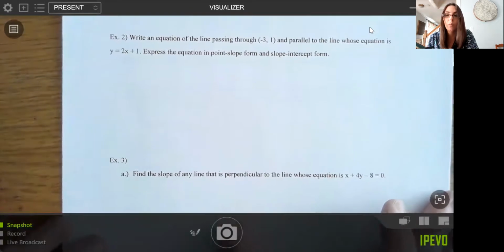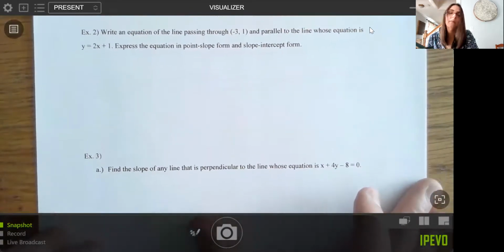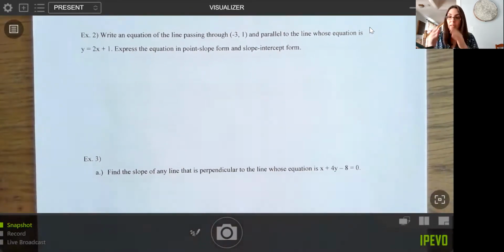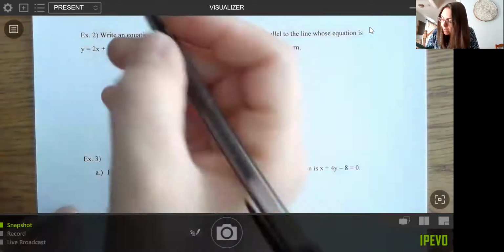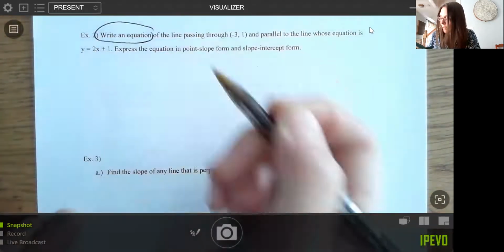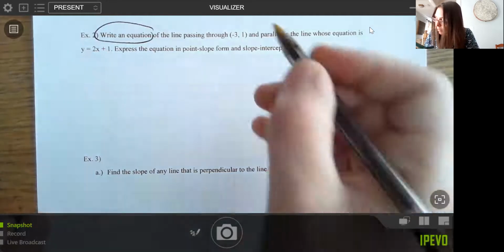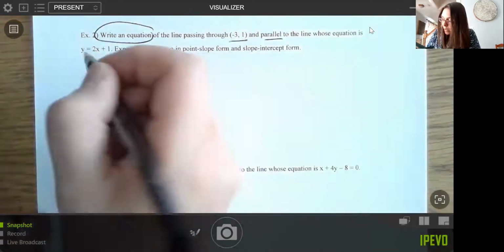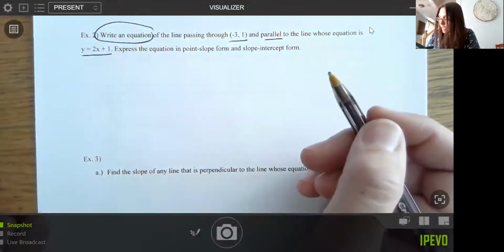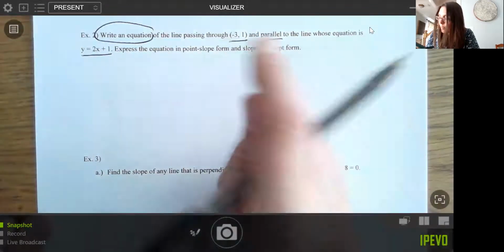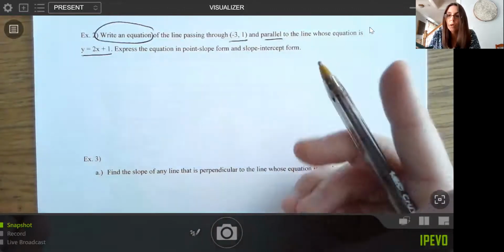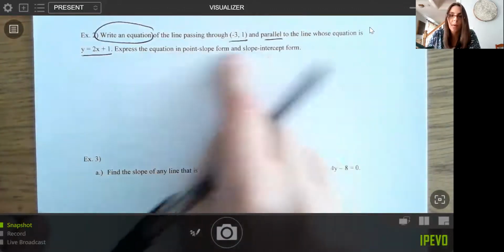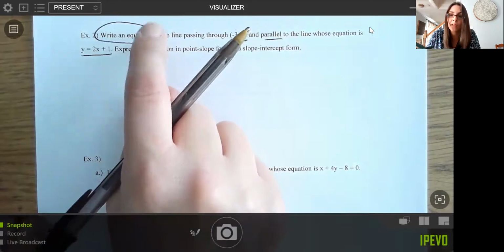All right, we're going to do some more work with writing equations here and then using this idea of parallel and perpendicular. So write an equation of the line passing through -3, 1 and parallel to the line whose equation is y equals 2x plus 1, and then express the answer in point slope form and then slope intercept form. So whatever the form is, just think about what you need when you write an equation. We did this a couple of videos ago.